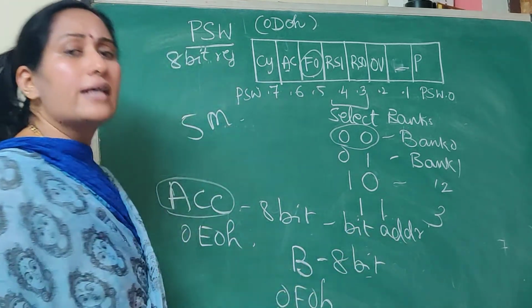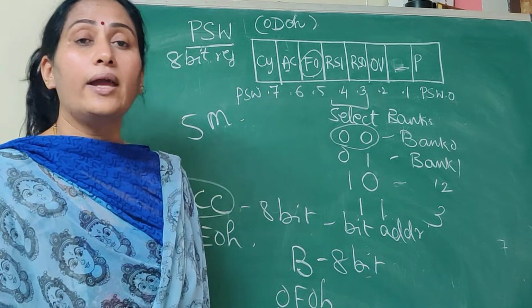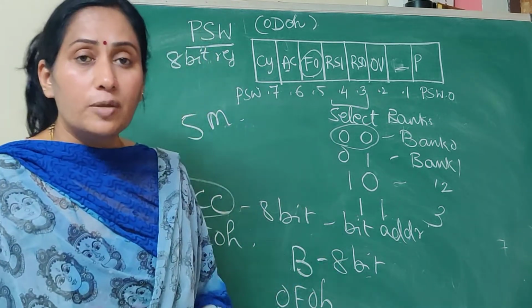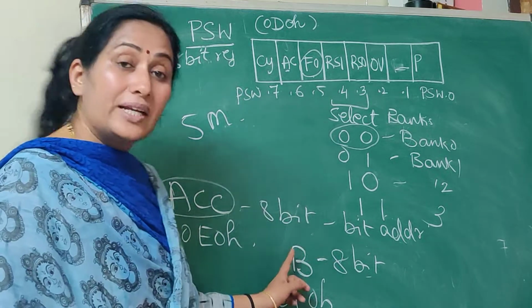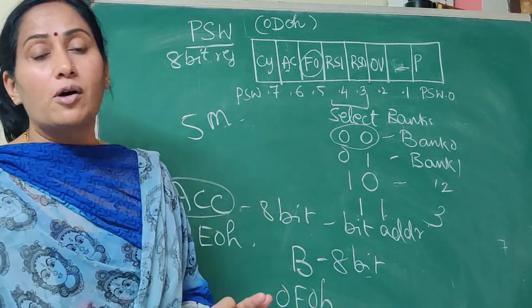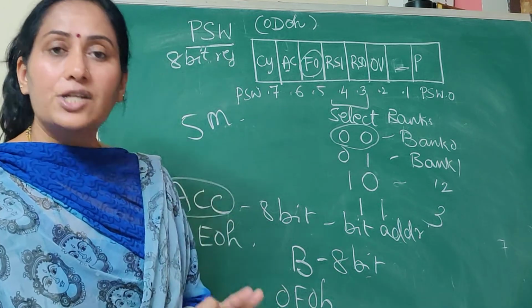This is treated as a special function register. Why? Because without the register B, you cannot perform the multiplication and the division.